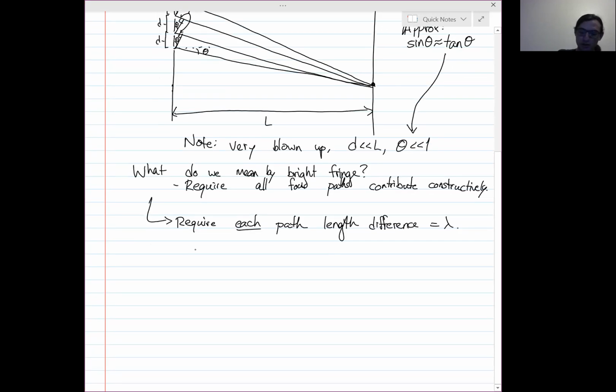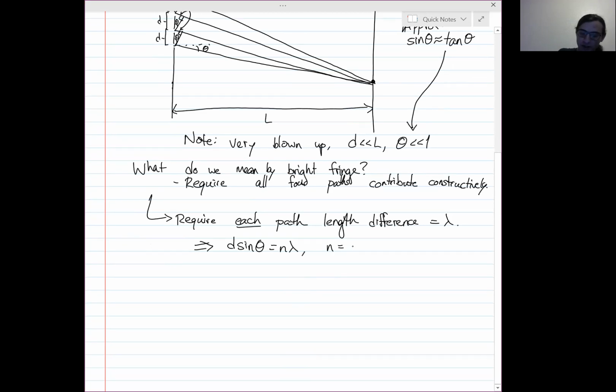So what does that mean? That implies that d sin theta has to be equal to n lambda, a multiple of lambda, where again n is an integer, so negative 2, negative 1, 0, 1, 2, right? So this is actually the same formula that you would expect for a double slit. So does it produce identical results? Well, no. We have to be careful here.